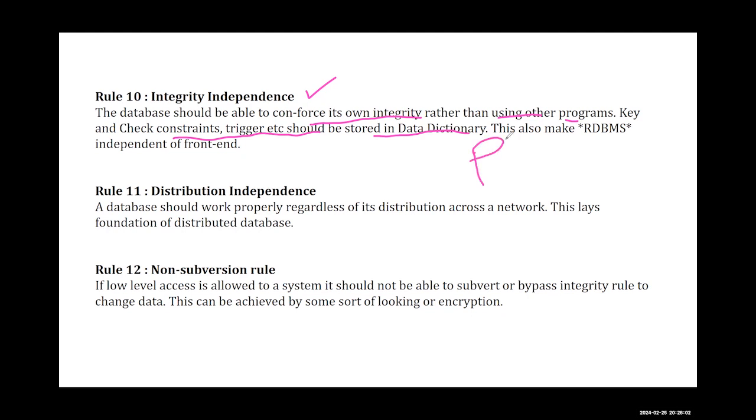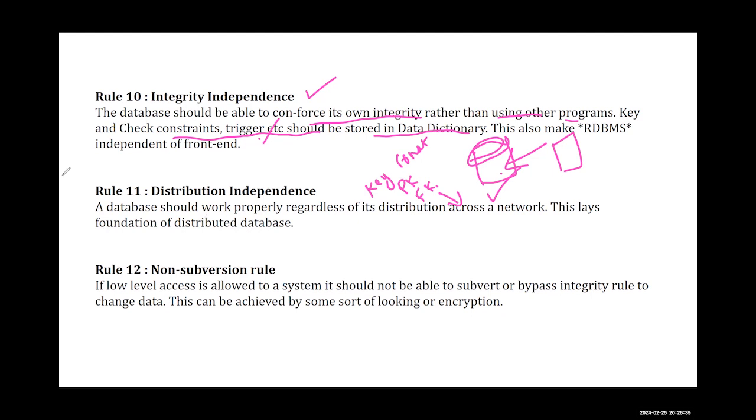So the database has all the data in it. Whenever we are storing the data, we should not need an external program to check whether everything is in proper order. We have keys like primary key and foreign key, then we have null constraints, check constraints, so many constraints. We also have triggers which help make sure that integrity is maintained in the database itself. We need not use any external program to achieve it. That is what rule 10 says.